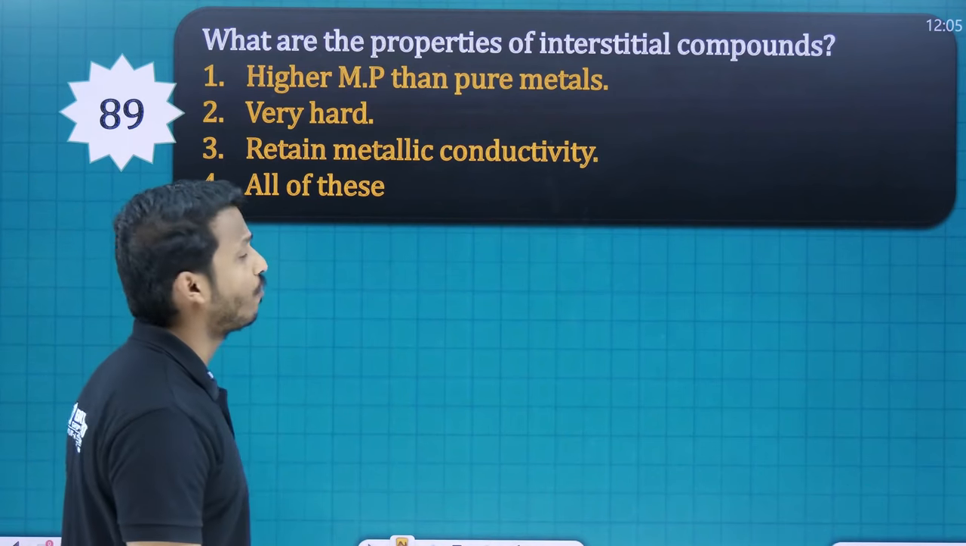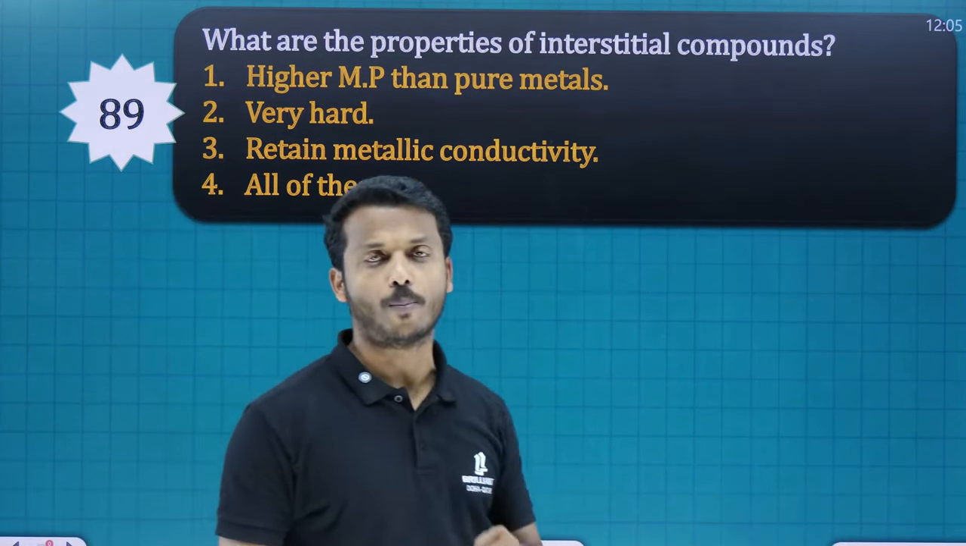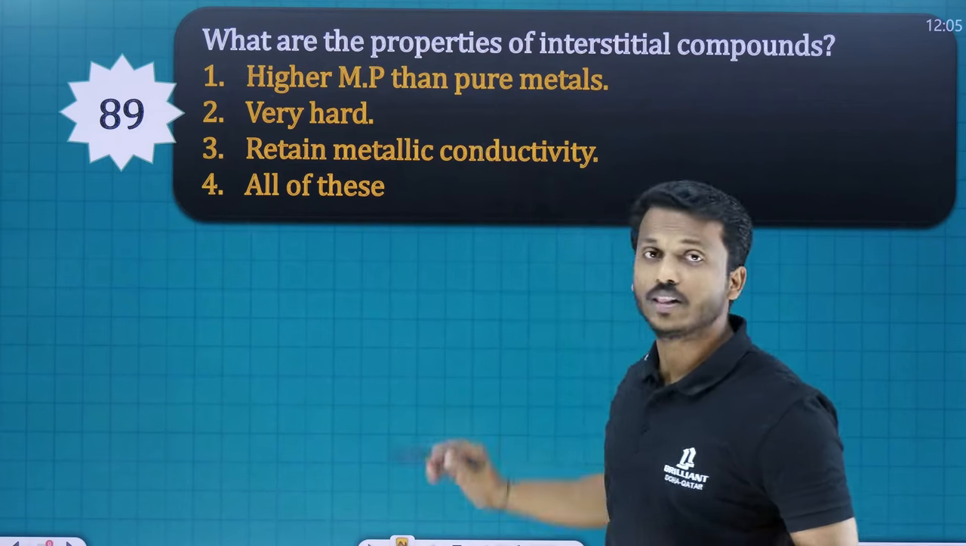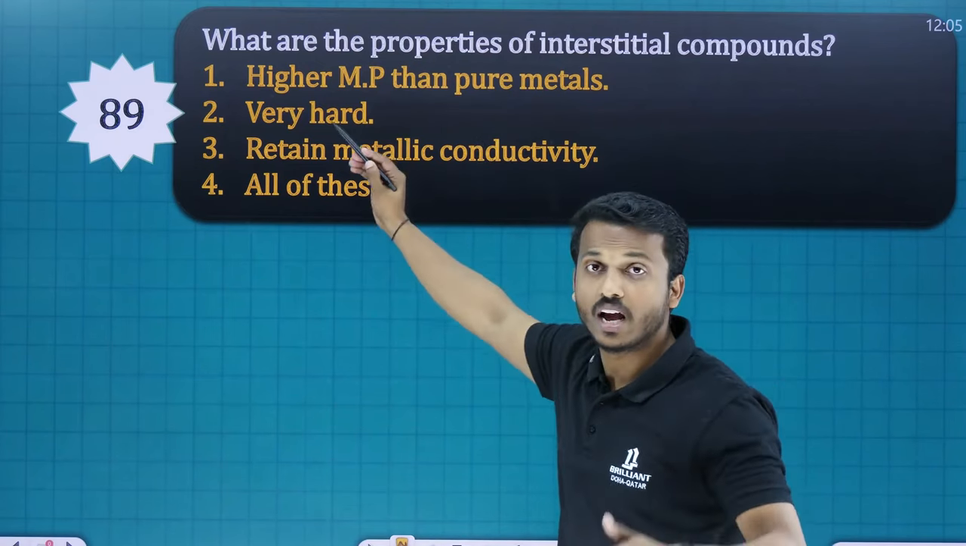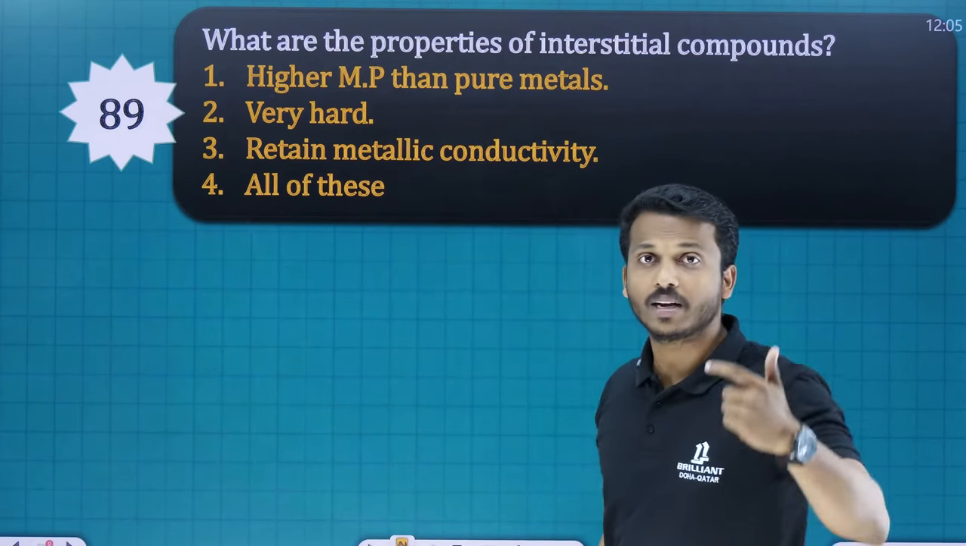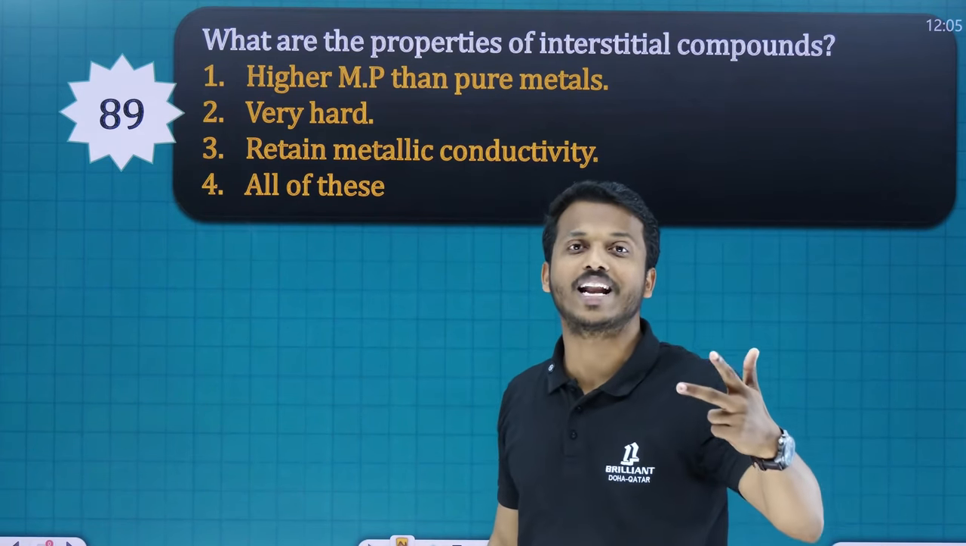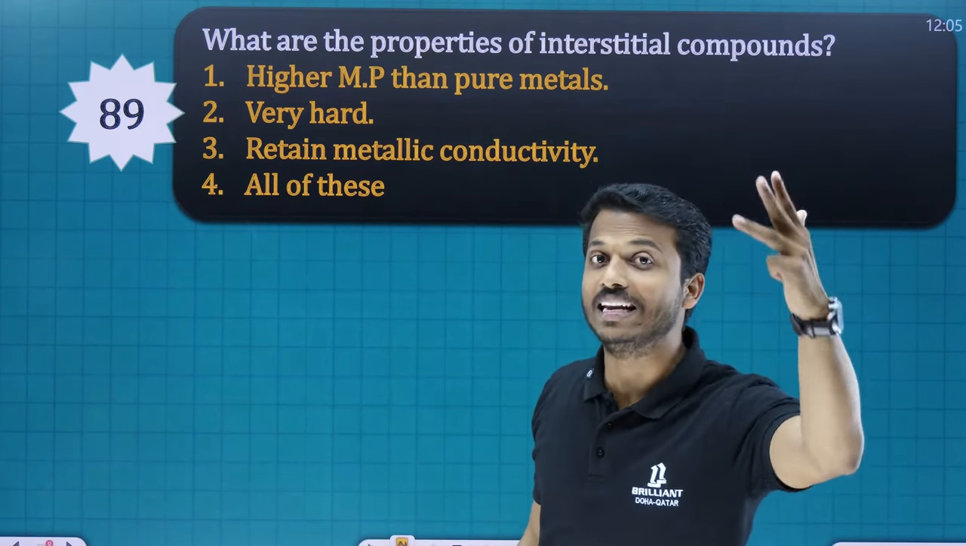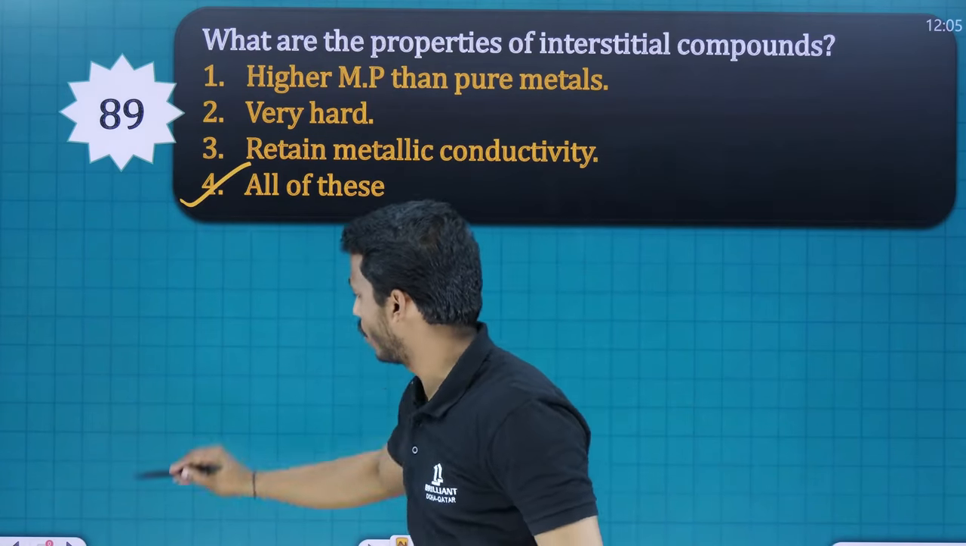What are the properties of interstitial compounds? We studied four properties. Higher melting point than pure metal? Yes. Very hard? Yes. They retain their metallic conductivity. Yes. One more is that they are chemically inert. So all of these are properties.